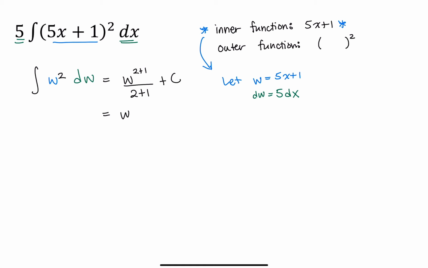So we have w cubed over 3 plus a constant, or what is this constant here? This is our original w here. So what we need to do is we need to replace this w here. So I'll go ahead and just write the parentheses. Cubed over 3 plus a constant. And again, it's almost like we're lifting this 5x plus 1 off the paper and gluing it right there.